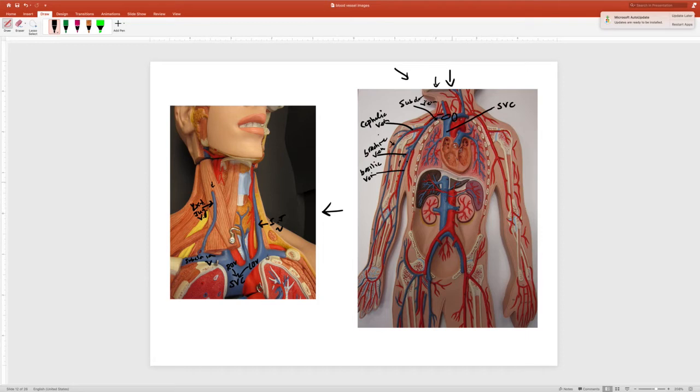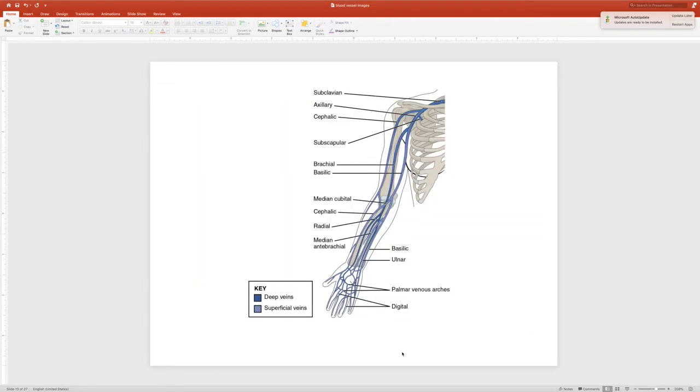As we move along the limb, more distally, the basilic vein again runs medially here. We have this vein here called the median cubital vein, which is typically the vein from which blood is drawn. This median cubital vein connects the basilic vein here to the cephalic vein here. Okay, so that's the median cubital. On this model, we can't see the radial and the ulnar vein. So what I want to do is to look at a diagram.